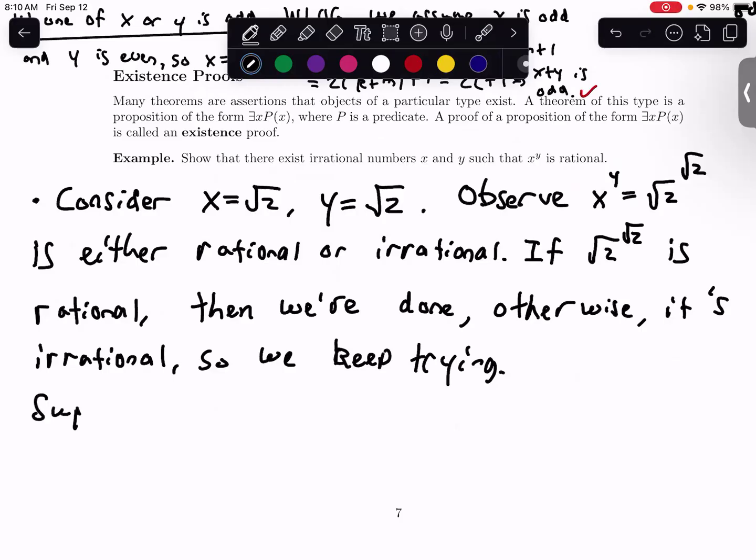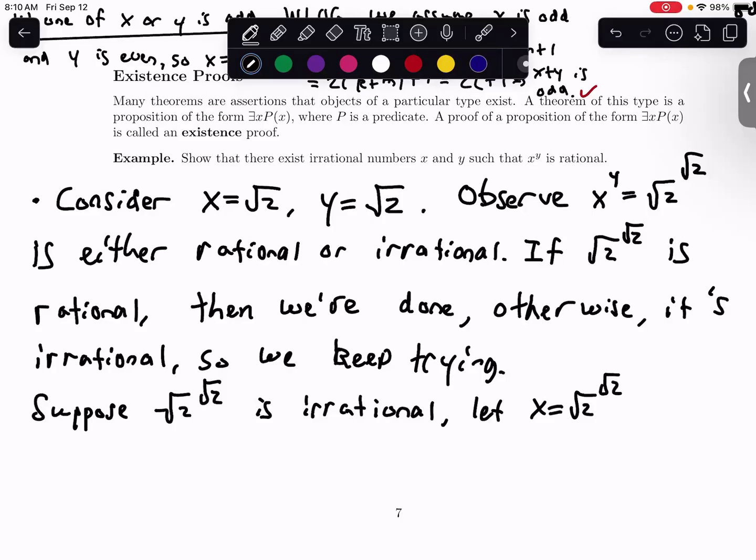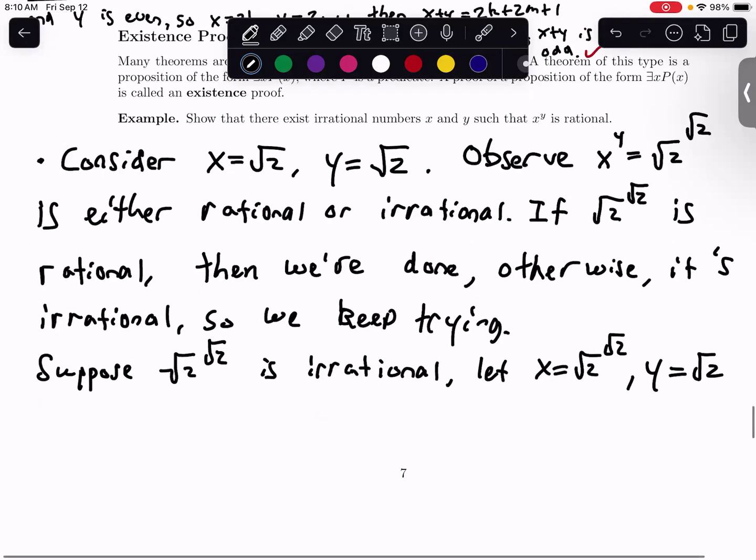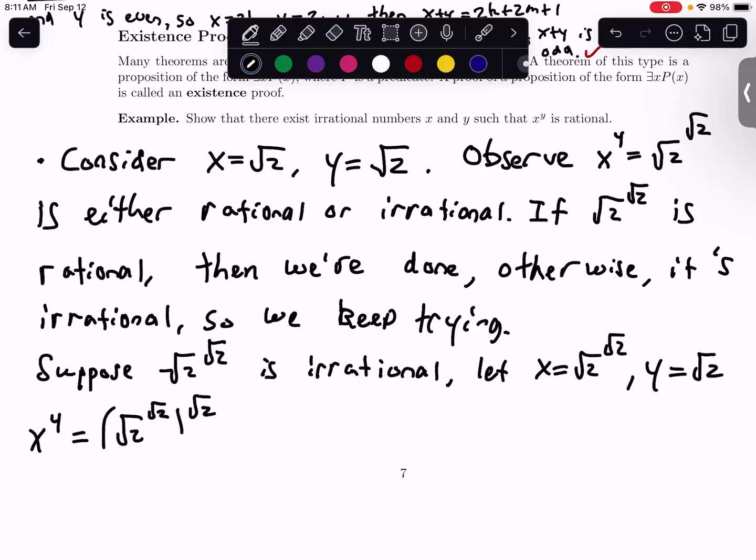So we're going to suppose the square root of 2 to the square root of 2 is irrational. And now we're going to let x be equal to the square root of 2 to the square root of 2 power, and we're going to let y be equal to the square root of 2. And so now if we do x to the y power, this is going to be equal to the square root of 2 to the square root of 2 power to the square root of 2 power. I know there's a lot of square roots of 2's, but it simplifies here.